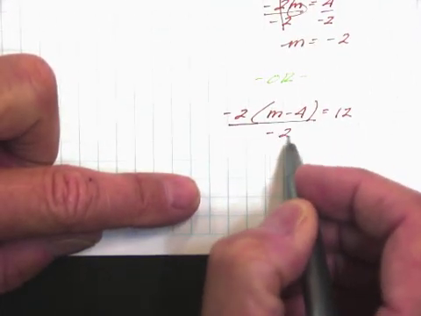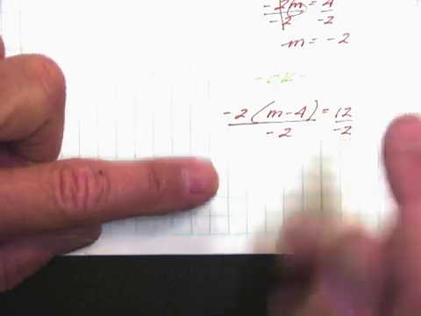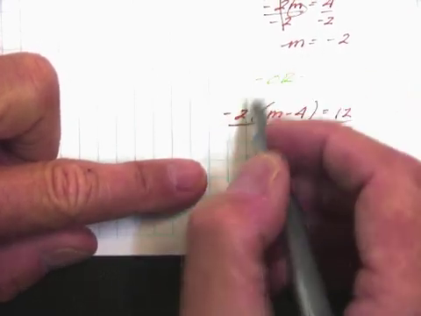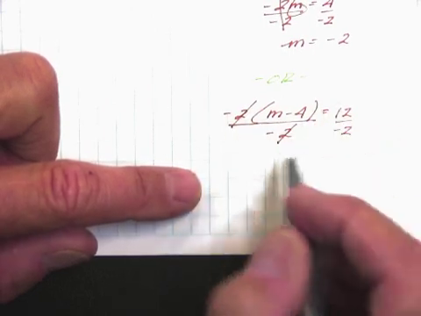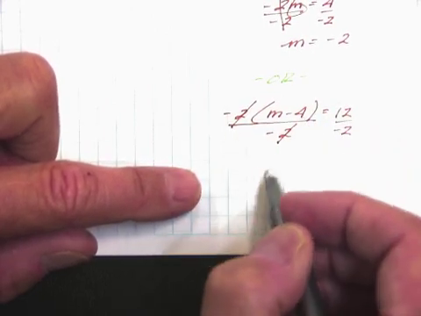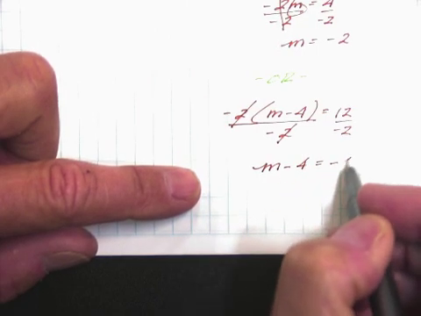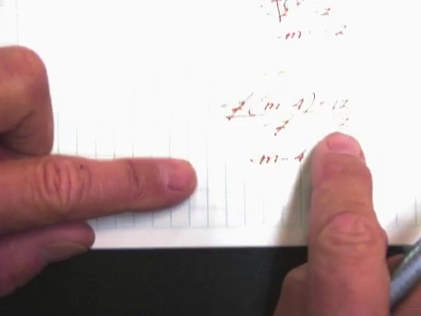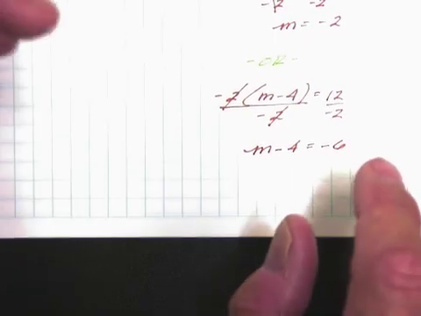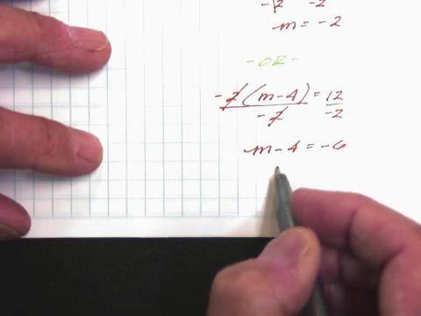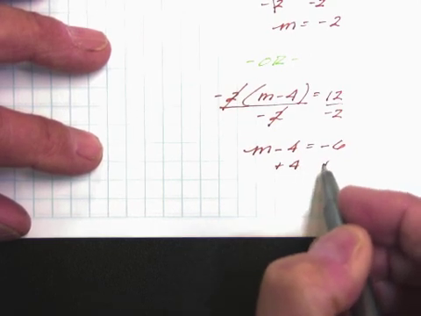Now, what I noticed is this negative 2 will go into 12. So if I divide both sides by negative 2 to start with, that negative 2 in the numerator will cancel with the negative 2 in the denominator. These two cancel each other out. And on the left-hand side of the equal sign, I'm left with m minus 4 equals negative 6, because 12 divided by negative 2 is negative 6.